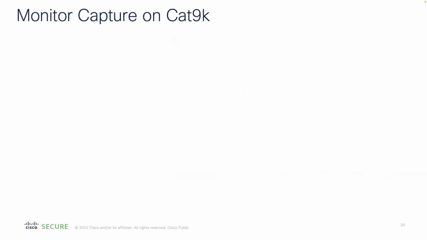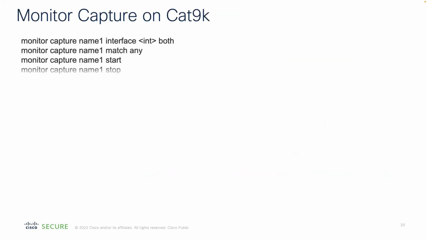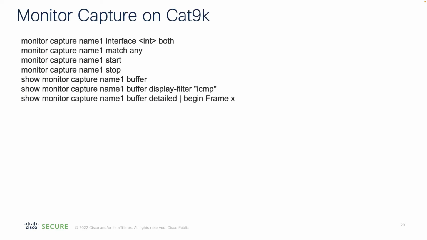Down on the network device then, we're talking about propagation. So if we're propagating from one device to another and it's inline tagging, then you can use the monitor capture command on the Cat9K as an example. You can configure the interface, you can match any, or you can choose what you match on. You can start and stop.